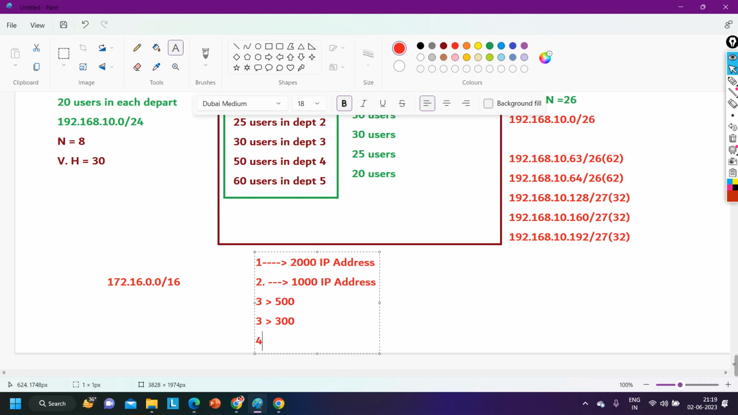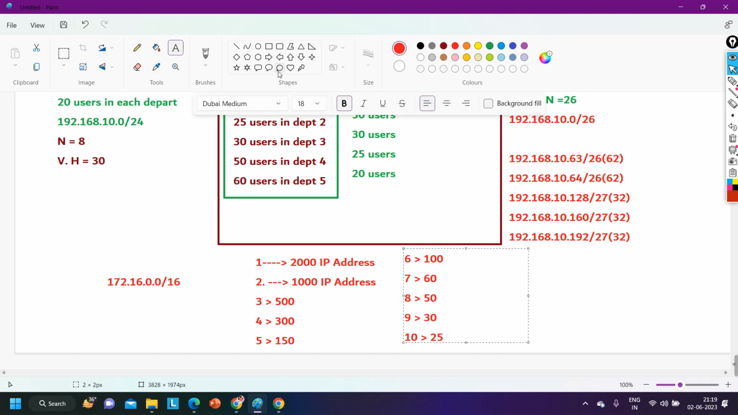This is department 5. In department 5, let's say I need 150 IP addresses. In department 6, 100 IP addresses. In department 7, only 60 IP addresses. In department 8, 50 IP addresses. In department 9, I need 30 IP addresses, and in department 10, I need 25 IP addresses.